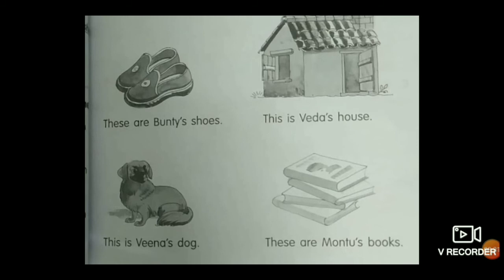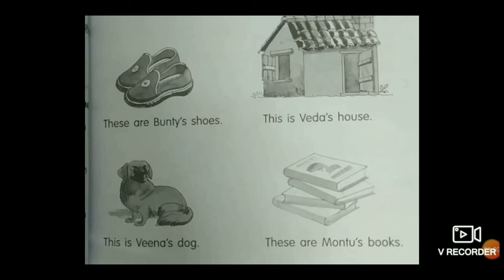These are Bunty's shoes. Here see children, Bunty's shoes. So after Bunty we use the apostrophe, yes, shoes. These are Bunty's shoes. By using the apostrophe, they can frame a sentence. This is Veda's house. Whose house? This is Veda's house. Next one.